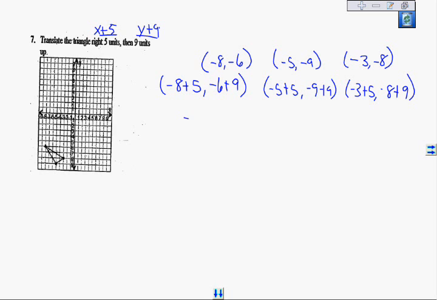Negative 8 plus 5 is negative 3. Negative 6 plus 9 is 3. Negative 5 plus 5 is 0. Negative 9 plus 9 is 0. Negative 3 plus 5 is 2. Negative 8 plus 9 is 1. And plot your new points. Left 3, up 3. Go nowhere. Right 2, up 1. Connect your dots, and you've got your new figure.